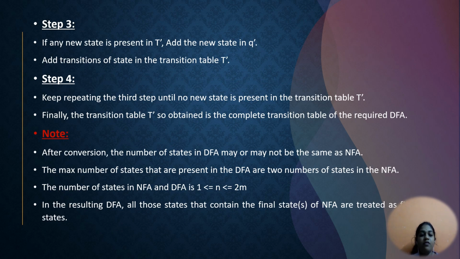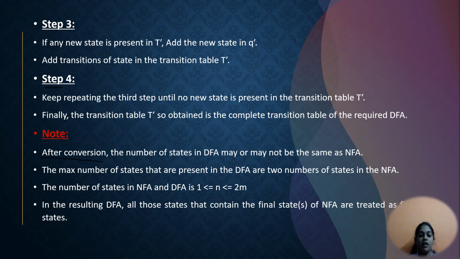Step 3. If a new state is present in T, add the new state to Q and add its transitions to the transition table T. Step 4. Keep repeating the third step until no new state is present in the transition table T. Finally, the transition table T so obtained is the complete transition table of the required DFA.